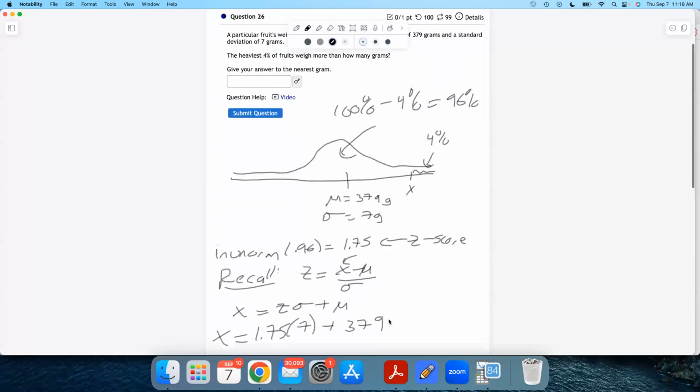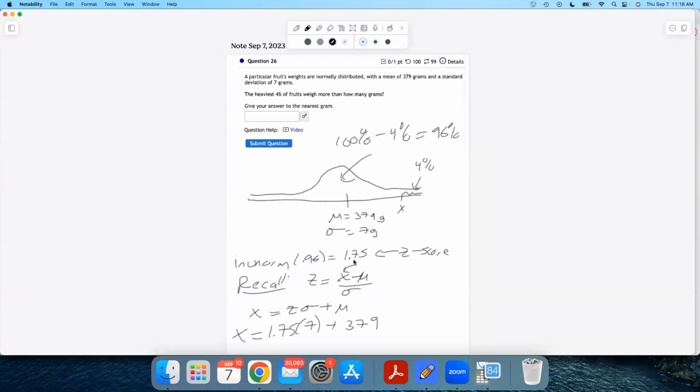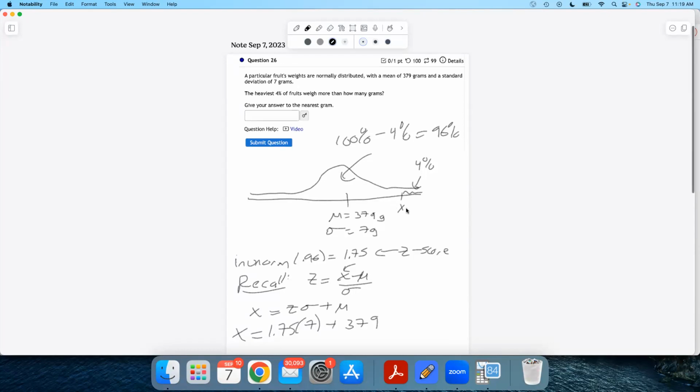So let's think about what it is we just found here. What is a z-score? A z-score tells you how many standard deviations you are above or below the mean. So that fruit that I'm looking for is 1.75 standard deviations above the mean. How do I know it's above the mean? Because it's going to be bigger. If I want 96% below me, I'm way above the mean.